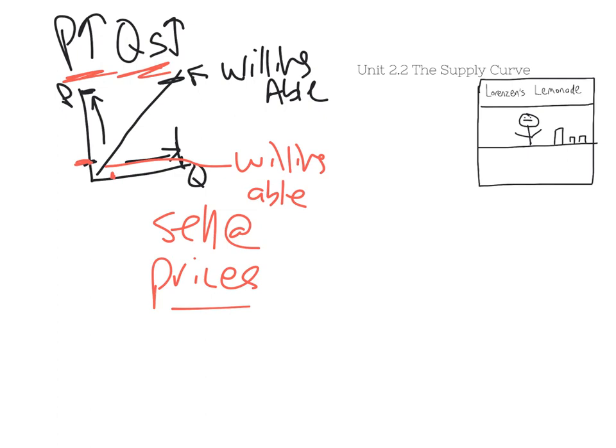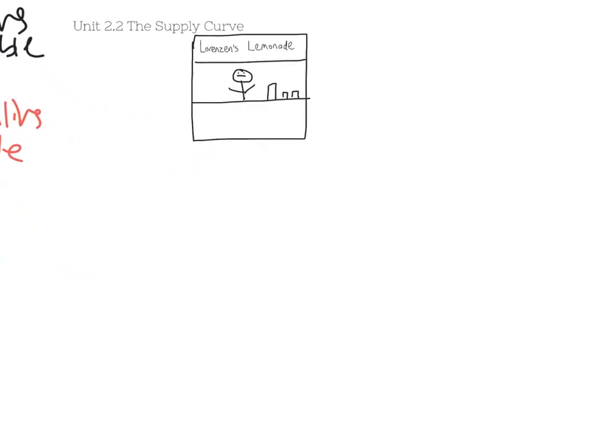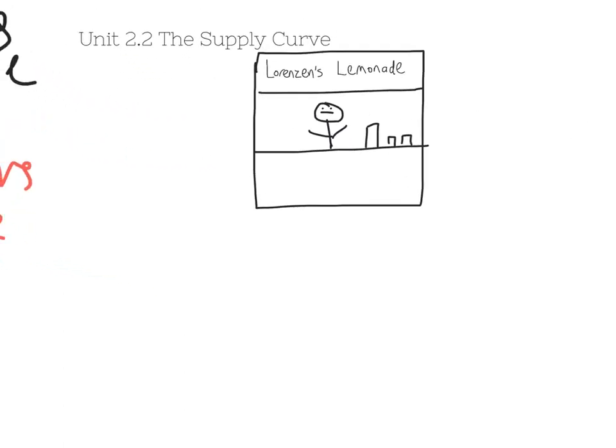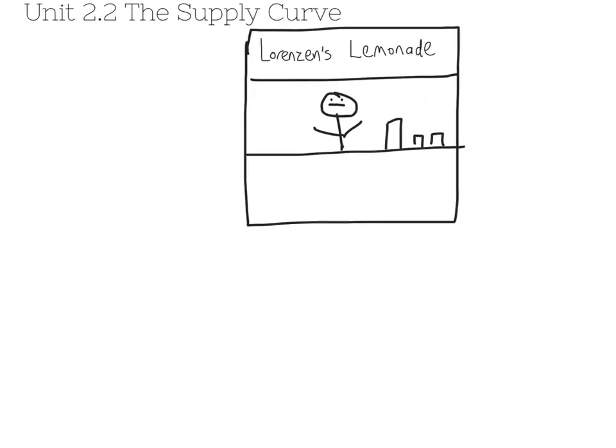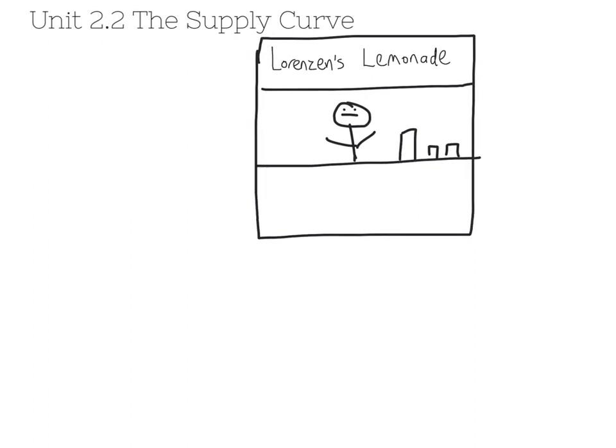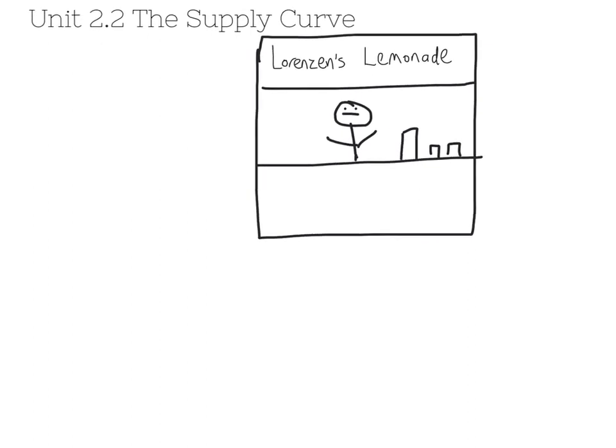Now what we're going to do is say, what if something else is changing? Not just the price, but what if something else changes? What impact would that have? So we're going to look at our lemonade example again, and we're going to try to think of some other things that could possibly change.